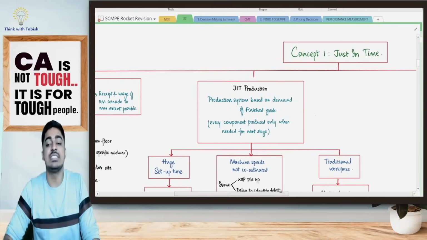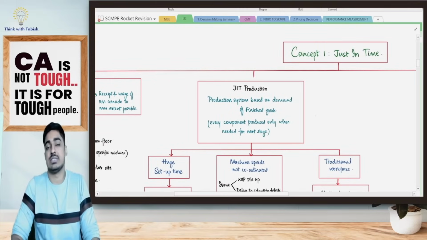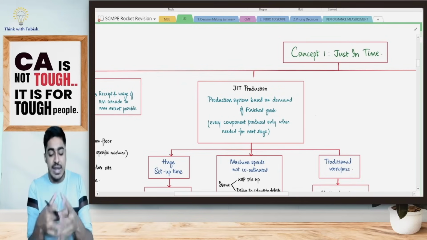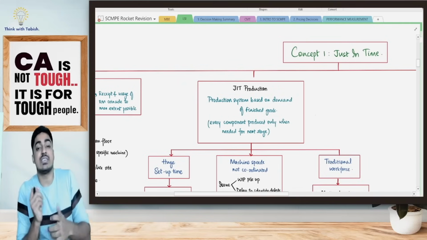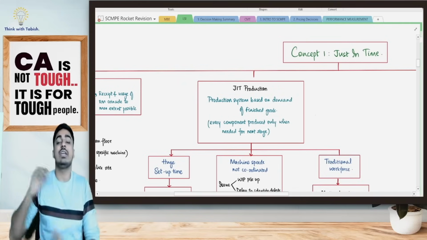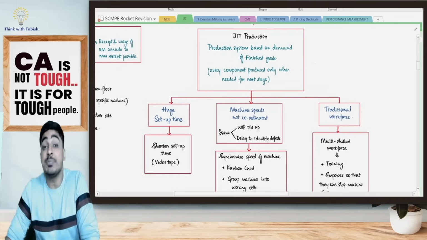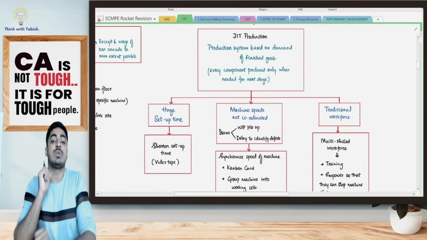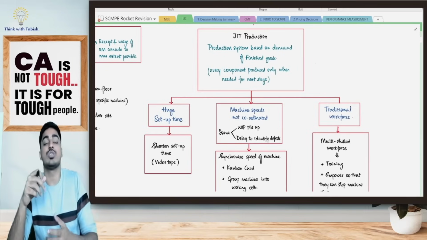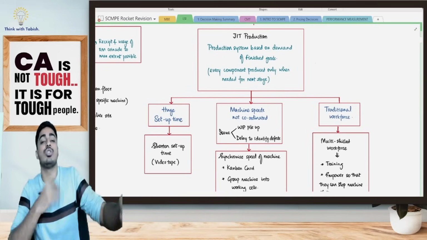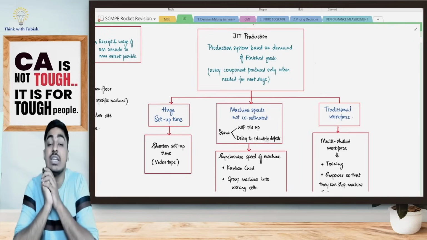Fine. Just-in-time production. In the current traditional production, some challenges, some issues were there. In JIT, we tried to eliminate those. What all issues were there? First issue, setup time was huge. Huge setup time was there, because of which huge cost was there. To overcome that, we were producing more units so that the cost per unit was getting reduced.